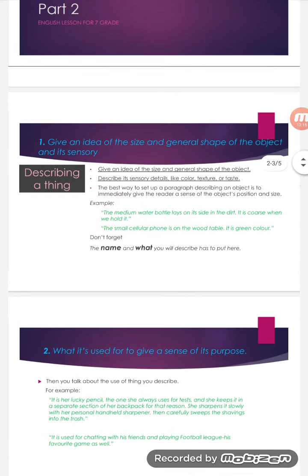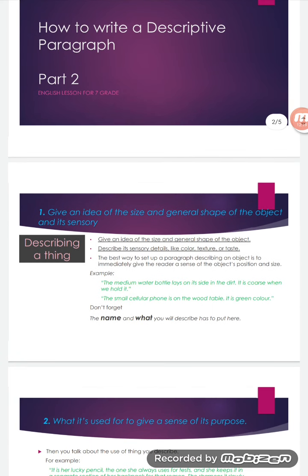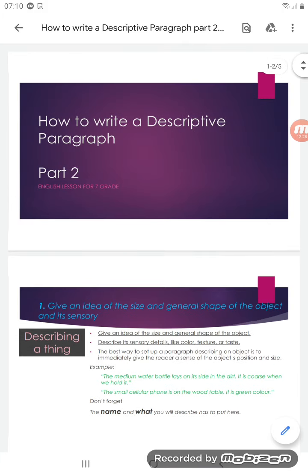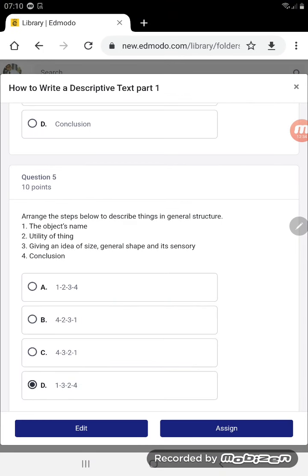Can you find it here? So it means that when you read the questions, you can find the answer on the slide. Okay, that's so easy actually. Let's see. The question is, arrange the steps below to describe things in general structure. Number 4, conclusion. Of course, that is the last one. So number 4 at the last, it means A and then D. But the best answer here is D.